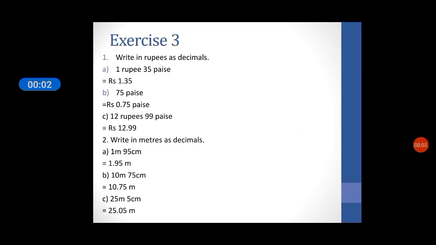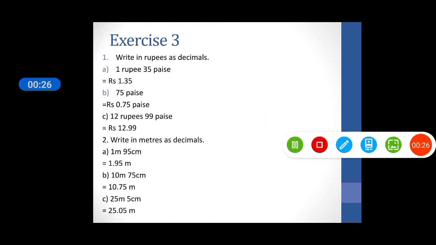So the first question of exercise 3: write in rupees as decimals. First question is 1 rupee 35 paise. You need to convert this in rupees. As 1 rupee is already in rupees, you need not convert this one, but you need to convert the paise into rupees. So how will you convert paise into rupees? We divide by 100.